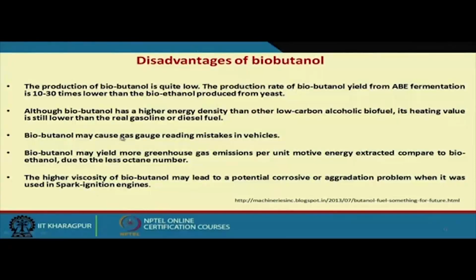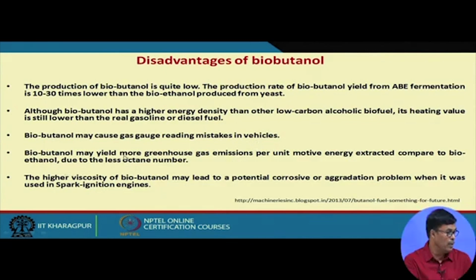Biobutanol may cause gas gauge reading mistakes in vehicles. Biobutanol may yield more greenhouse gas emission per unit motive energy extracted compared to bioethanol due to the lower octane number. The high viscosity of biobutanol may also lead to potential corrosion and degradation problems when it is used in spark ignited engines.